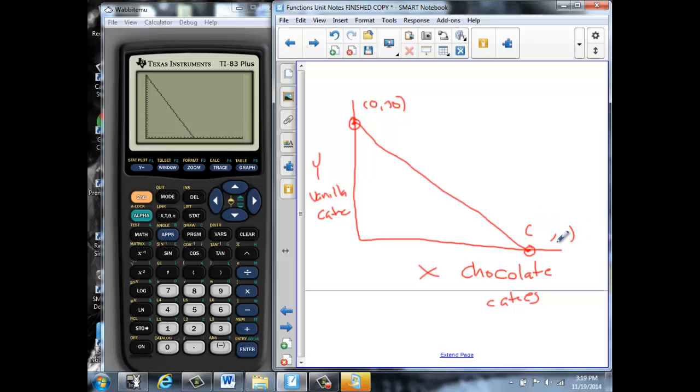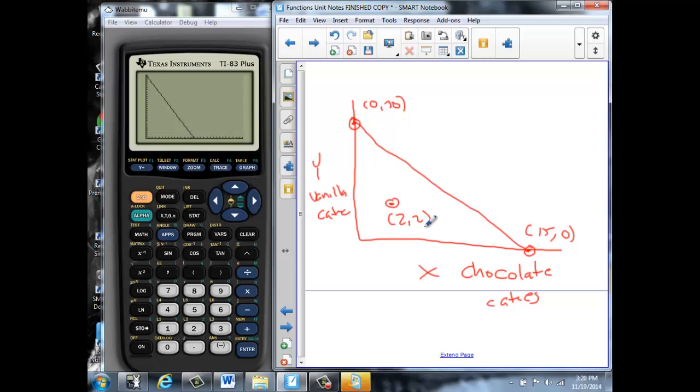And then your x-intercept. Anybody found that, by the way? I'm finding it right now. Thank you. 15. It should be exactly half, shouldn't it? So here are some options. You could make no chocolate, all vanilla. Here you could make all chocolate, no vanilla. But there's more possibilities.